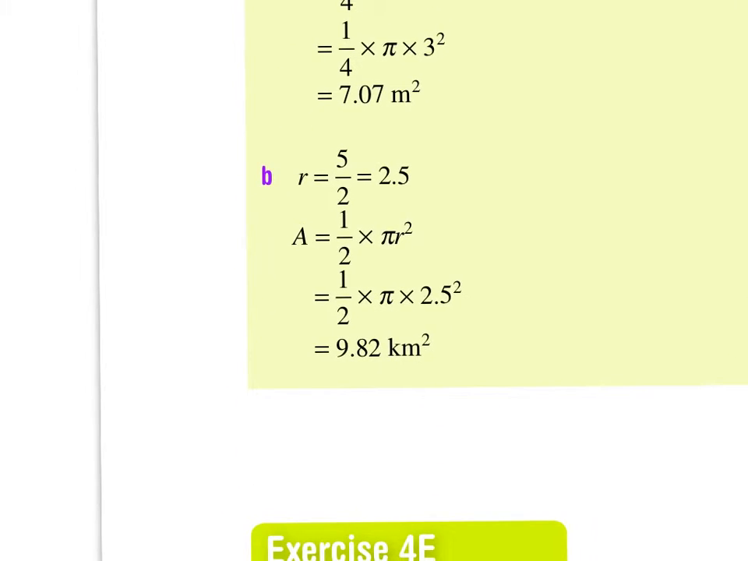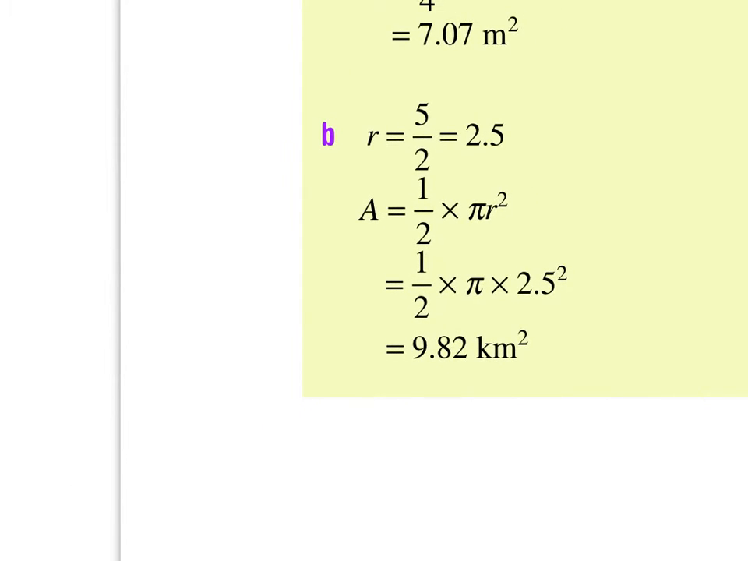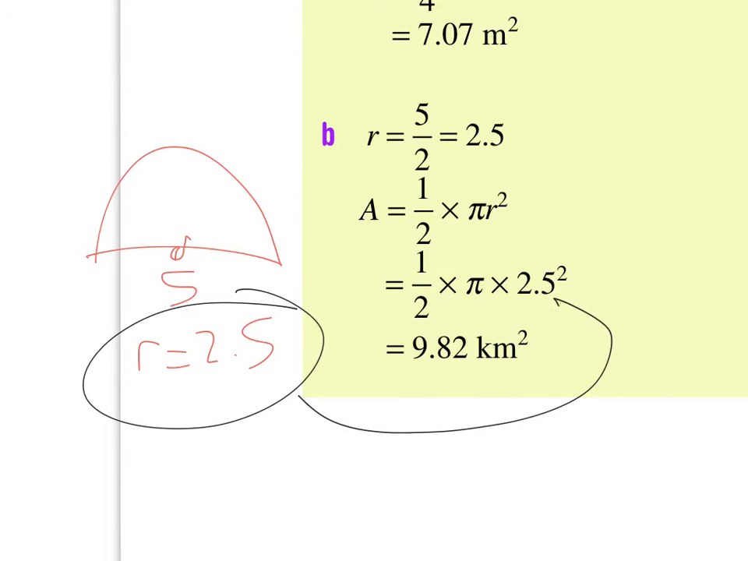Now we'll look at the next one. So remember, we have our semicircle, which looks like this. Our diameter was 5. We found that our radius was 2.5, so we can then use this value and pop it into our equation. So half times pi times 2.5 squared equals 9.82 kilometres squared.